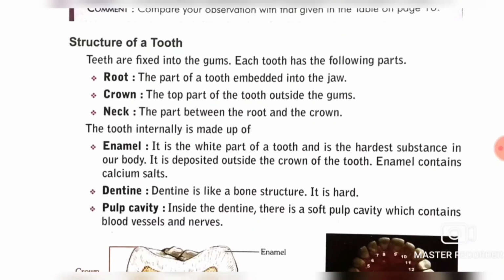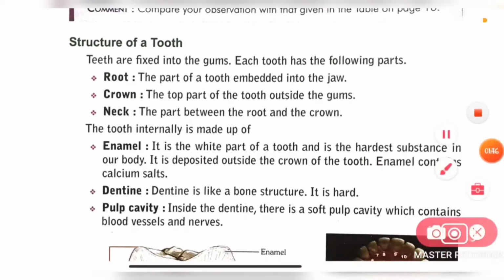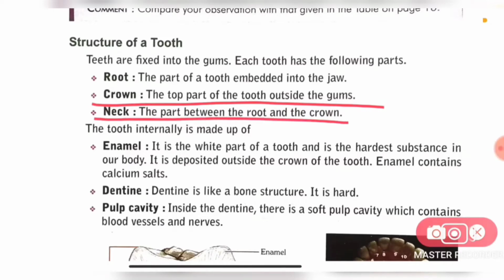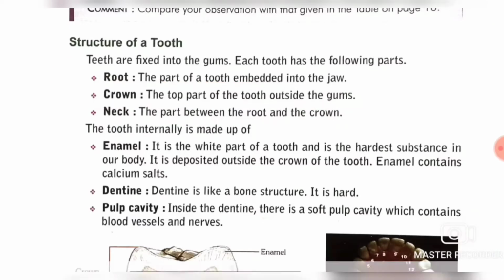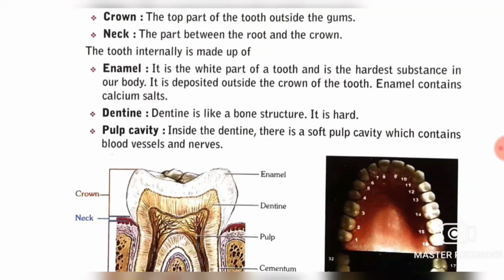So there are three main parts of teeth. What are they? First of all, the crown, which is the top part. Second, the neck. This is the part between the root and the crown, যেখানে দাঁতটা মাড়ির মধ্যে ঢুকছে. And the third one is the below part, underneath, the part which is embedded into the jaw. So এটা গেল structural দিক থেকে. Now the teeth also internally are made up of three types.